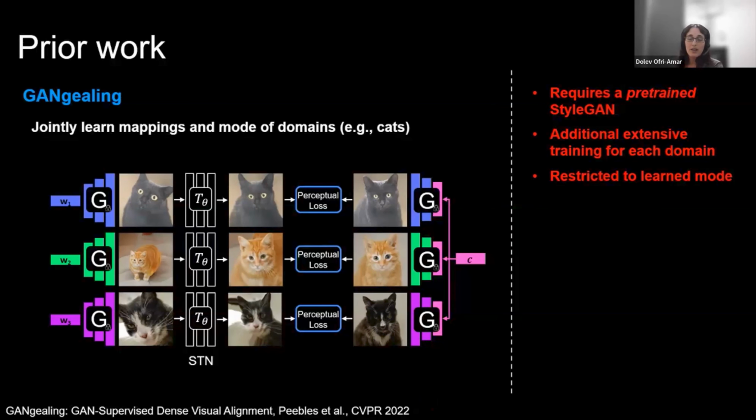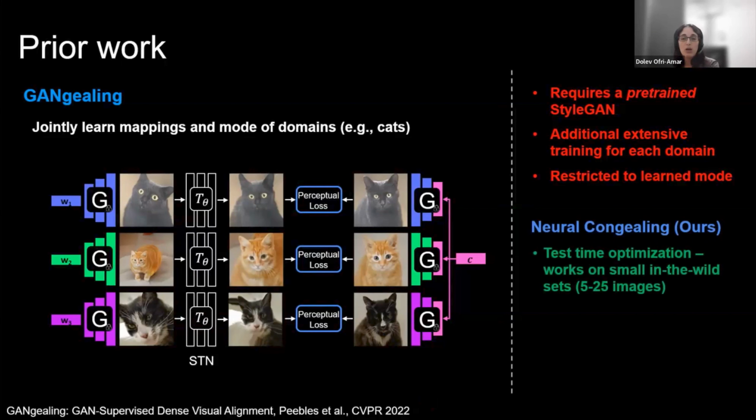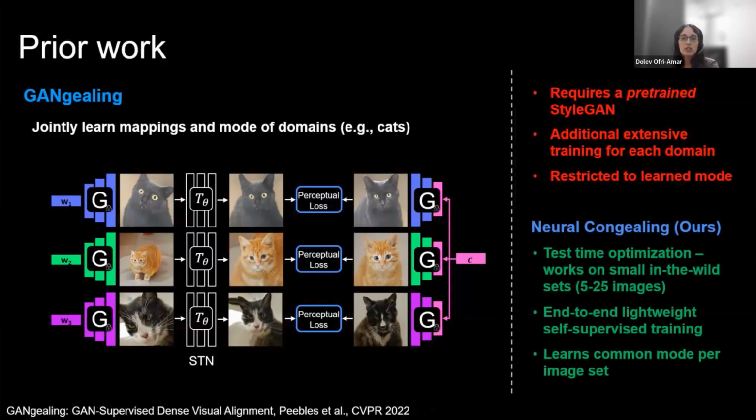So what we propose, on the other hand, is a test time optimization framework, which works on small in-the-wild image sets. And by that, we mean as small as 5 images, and without the need of any additional training data. And our framework is trained end-to-end in a self-supervised manner. And since we train only on the given image set which we want to align, we converge to the common mode of that specific set. So now the big question is, if our only input to our framework is the given image set, where would we get the proper supervision for the visual alignment?